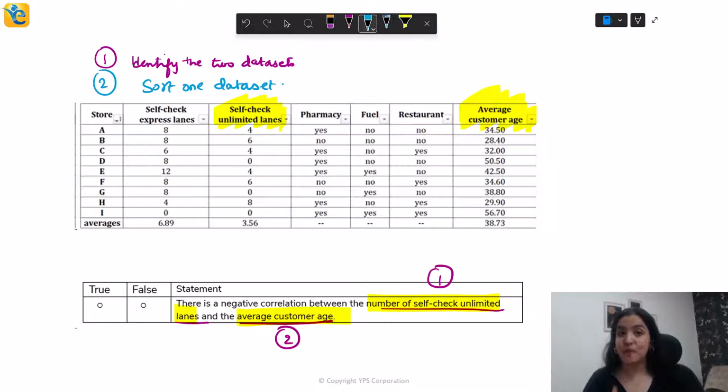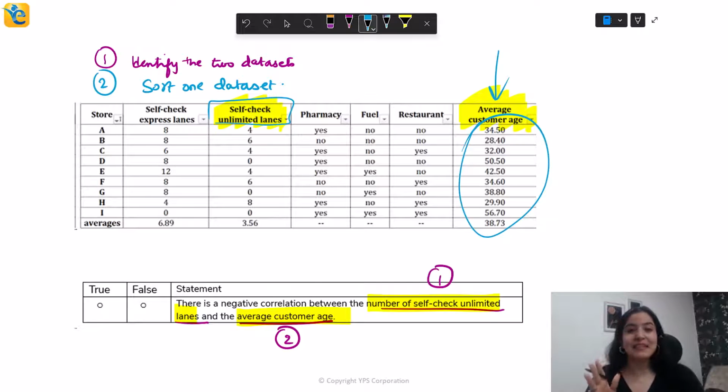Between these two columns, I will sort by average customer age, this second column. Why? Because the first one here, the self-check unlimited lanes, has simpler numbers that I can observe to see whether it's increasing, decreasing. But average customer age, these numbers are not very beautiful to look at. These are difficult. There are decimals, you have 4 digits, including the decimal digits. So reading patterns on this would be hard. Best would be to sort these values, which will make it very clear. Obviously, since I've sorted, I have the smaller values up top and the greater values down below. And then observing this one would be straightforward.